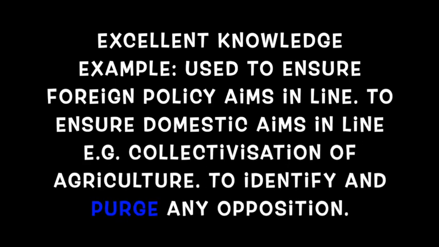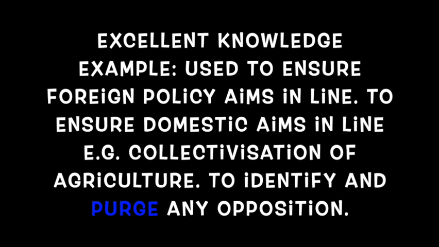So again, to give some examples, if you want that outstanding knowledge, they wanted to ensure foreign policy aims were in line. For example, they made sure that all of the satellite states rejected Marshall aid. They also wanted to make sure that the country started to look a little bit more like the Soviet Union, so they ensured domestic policies like collectivisation of agriculture. Now, you don't need to know what that is. I'll happily tell you if you ask me, but it's a good example of a domestic policy that COMINFORM forced the satellite states to do.